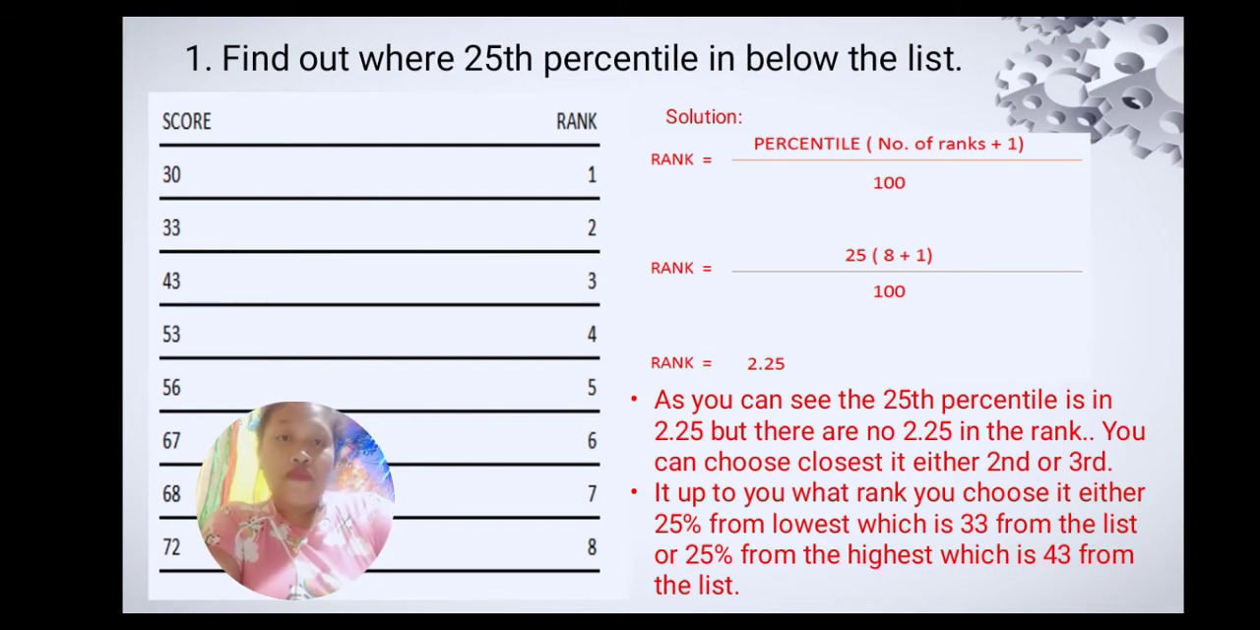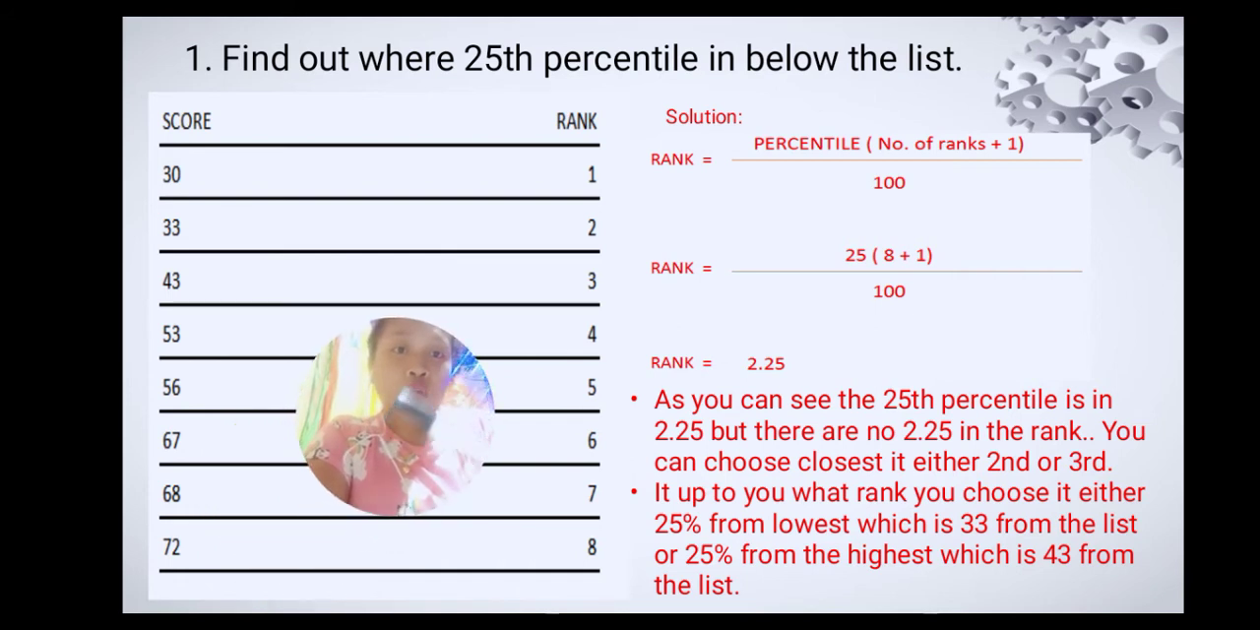This is the first question. Find out the 25th percentile below the least. So as you can see, the solution: rank equals percentile times number of rank plus 1, divided by 100. Kaya ang gihatag nga kuan papangita ang 25th percentile sa first quartile. So 25th percentile, 25 times 8 is the number of the rank, nya 8 naman siya ato ipon. So plus 1, kay formula given naman ang 1. Divided by 100. The total rank is 2.25.